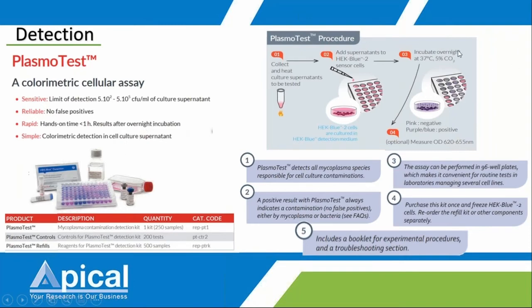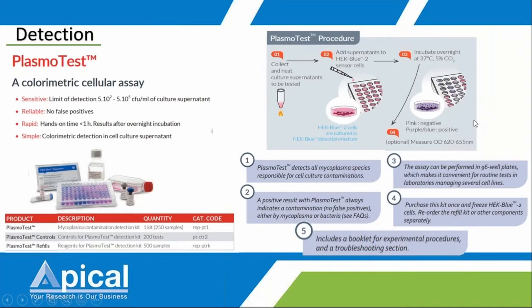The procedure is as follows. If you see my cursor, all you have to do is collect and heat the cell culture supernatant. Then you add in the HEK-Blue 2 sensor cells and the detection medium. You incubate overnight, and if there is a presence of mycoplasma, it will be purplish blue. If it is negative, you will get pink. You can also measure the OD between these, so if you have a plate reader, you can use it to identify them.